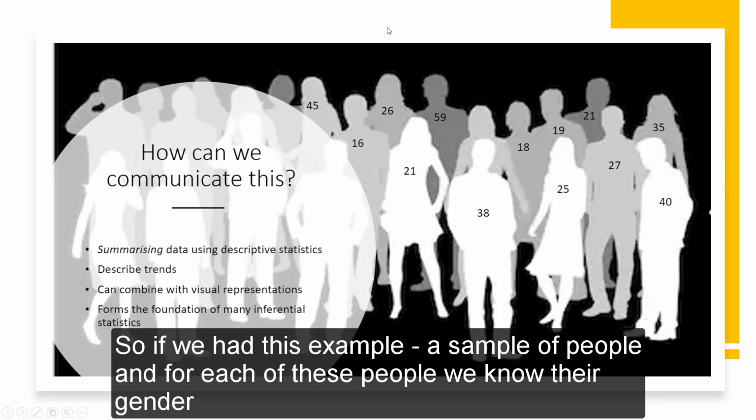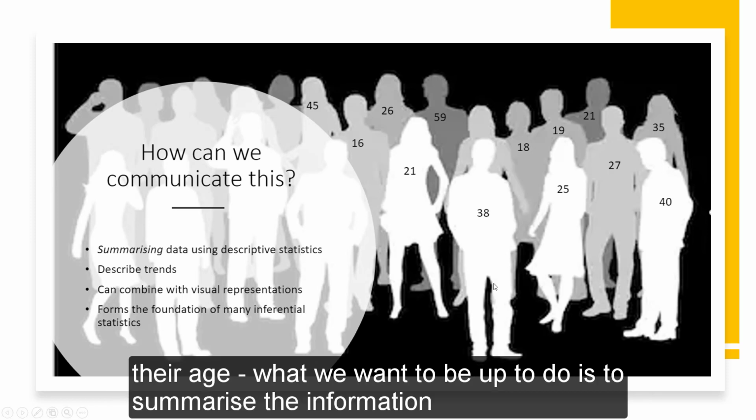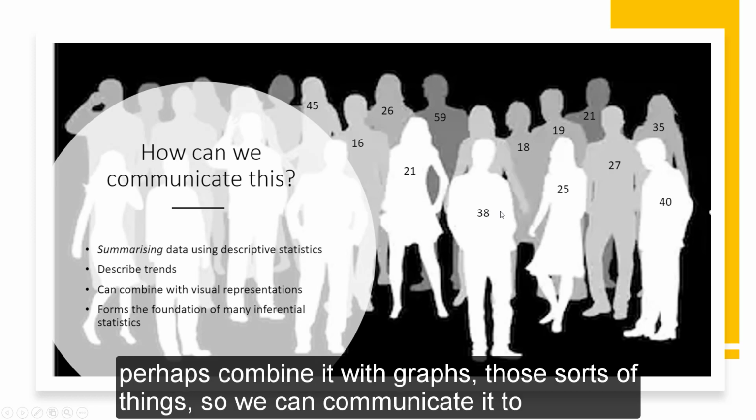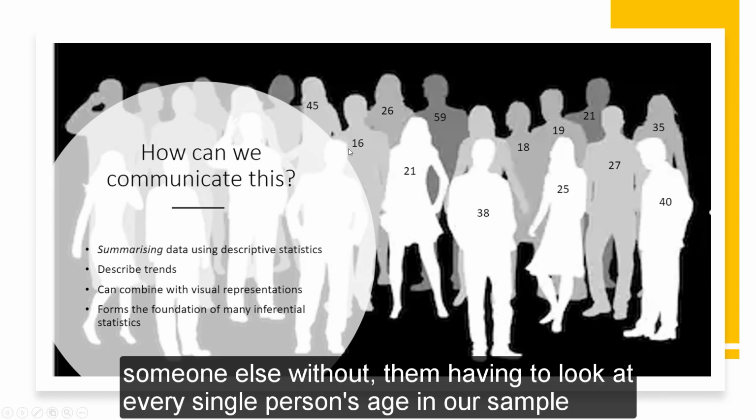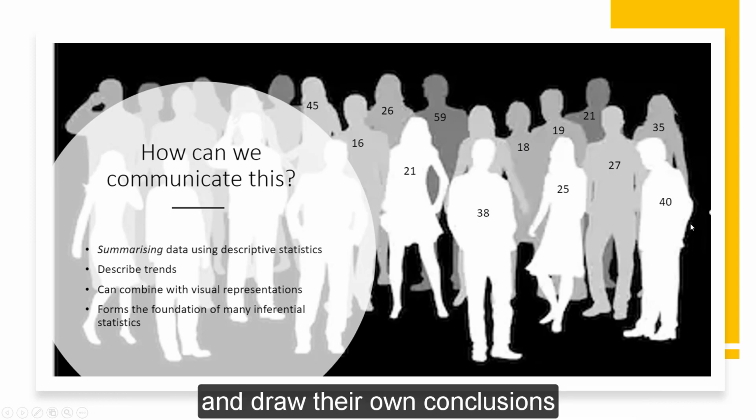So if we had this example, we have a sample of people, and for each of these people, we know their age. What we want to be able to do is to summarize that information. We could perhaps combine it with graphs, those sorts of things, so that we can communicate it to someone else without them having to look at every single person's age in our sample and try and draw their own conclusions.